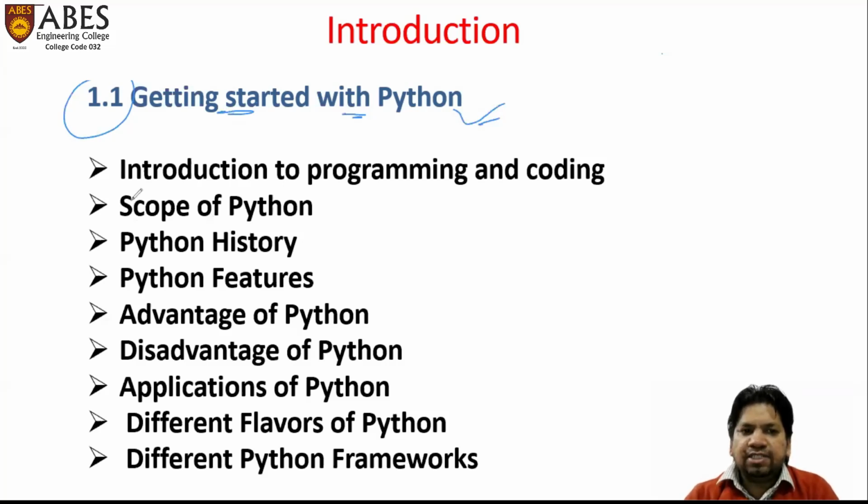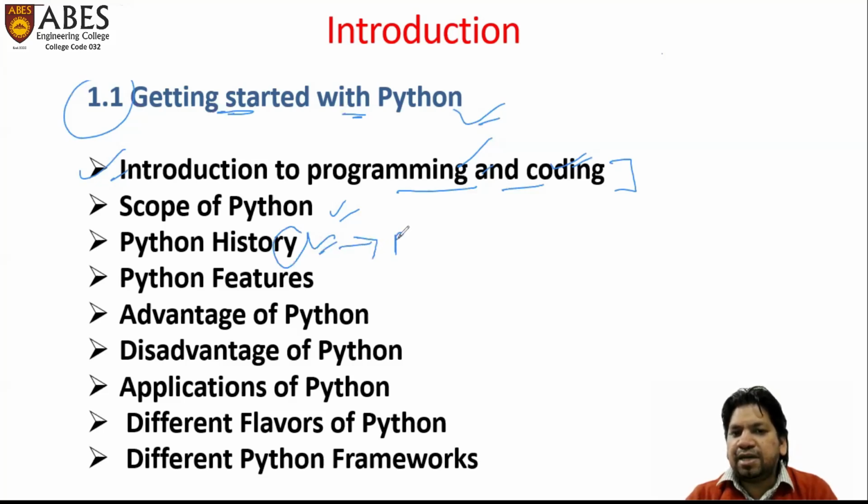In this part, the first topic is the introduction of programming and coding, meaning what programming is and what coding is in Python. Second, what is the scope of Python, which is very important. Why do we read Python and what is its scope, which is totally related to the history of Python. How, with the passage of time, the Python language evolved, how it was made, how it kept rising, and why it is so popular today. And the third thing is the features of Python.